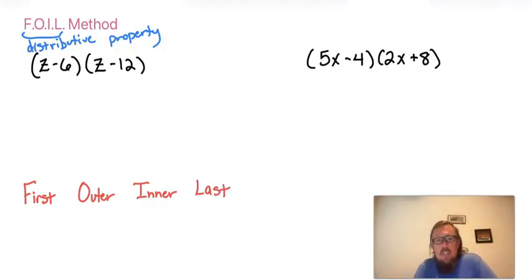And there's a couple of reasons why I think FOIL is dumb, but the biggest one is that the FOIL method only works if you're doing a binomial multiplied by a binomial, whereas the distributive property works no matter how big the polynomials are that you're multiplying by. So if you just learn the distributive property, you're set for life when you multiply polynomials. But there are some people who just think the distributive property is not good enough and you just need a special name for when it's a binomial times a binomial.